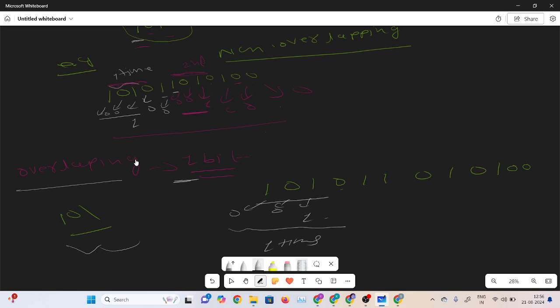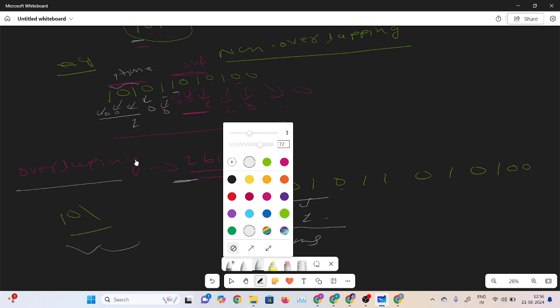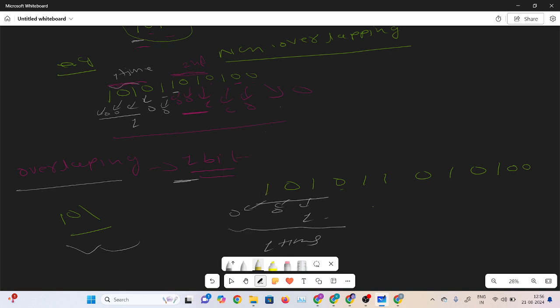Then the counting of the next sequence will start from here, because of the one bit overlapping. But in the case of non-overlapping, the matched 101 we need to leave, and after that it will start from 0. Here, with one bit overlapping, 101 is matching, no problem, but the next sequence will start from this one, because this is the one bit overlapping.